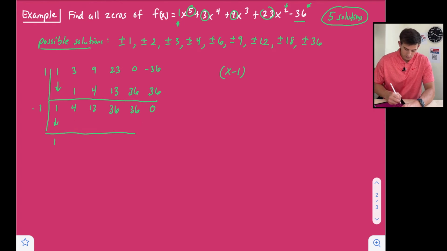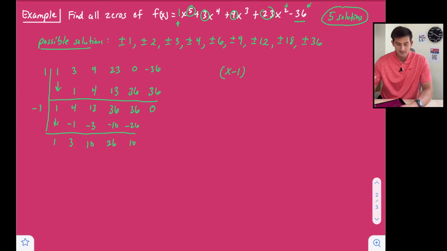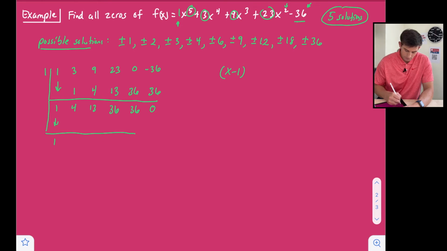How about negative 1? Let's see if negative 1 is a solution. Okay, so we bring down our 1. This would be negative 1. This would be 3, negative 3, 10, negative 10, 26, negative 26, and 10. So we didn't end up with a remainder of 0, so negative 1 is also not a solution. So let's take away these, and now let's try 2. So we put 2 right here. So this would be 2, 6, 6 times 2 would be 12, 25. Notice how large my numbers are getting, right? And so obviously we're not going to end up with a remainder of 0 here. So 2 would not be a solution.